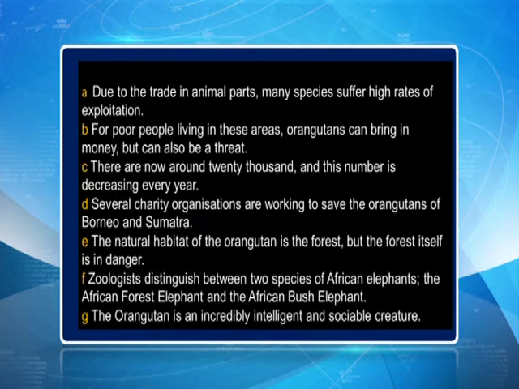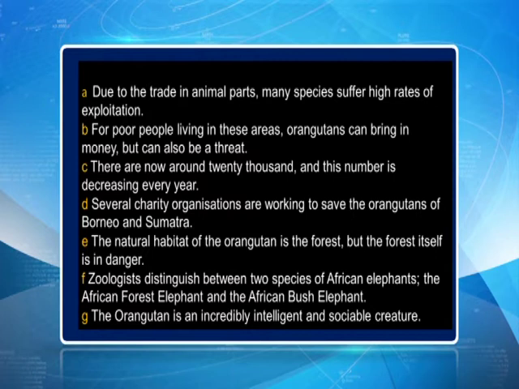orangutans? The first sentence A, it says, due to the trade in animal parts, many species suffer high rates of exploitation. Does it fit our paragraph? How about the second one? For poor people living in these areas, orangutans can bring in money but can also be a threat. Again, we have no mention of these areas, so probably it's not this sentence.